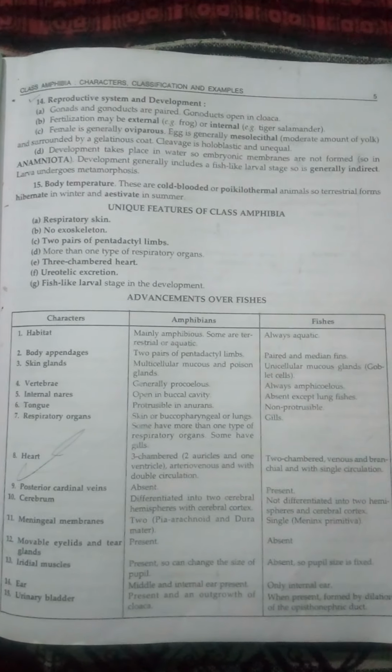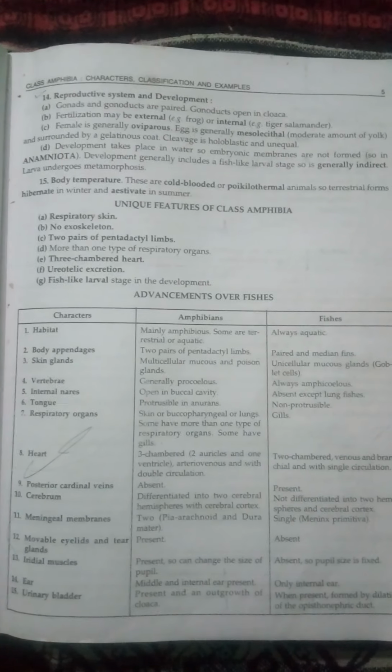Development takes place in water, so the embryonic membranes are not formed, as in case of anamniota. Development generally includes a fish-like larval stage, so the development in case of amphibians is indirect. Larva undergoes metamorphosis. Metamorphosis means that larva is changing into adult. Body temperature. The body temperature in case of amphibians is poikilothermal. That means that they are cold-blooded animals. So terrestrial forms hibernate in winter and estivate in summer.